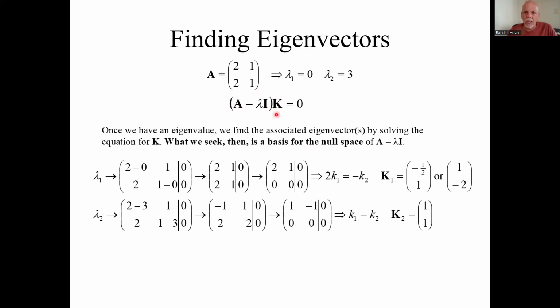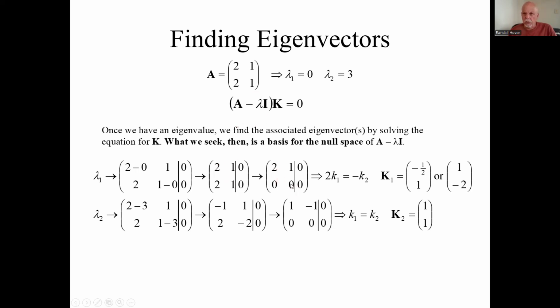What are all the k's that make this statement true? That's the null space of this matrix. And there'll be an infinite number of them. So what we do, we plug in the lambdas we found. Okay, the first lambda was 0. Plug in 0 for here, you get the original 2, 1, 2, 1. Start doing Gaussian elimination. It's pretty obvious.